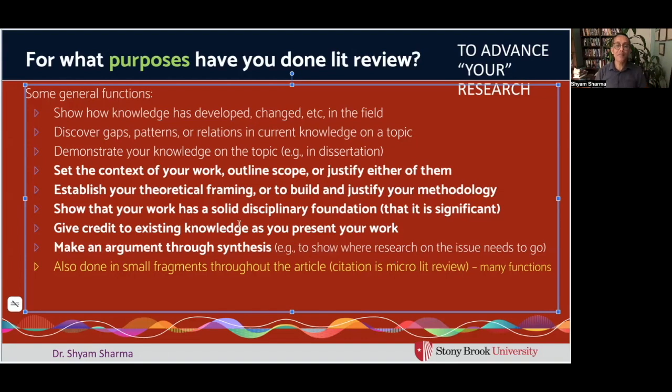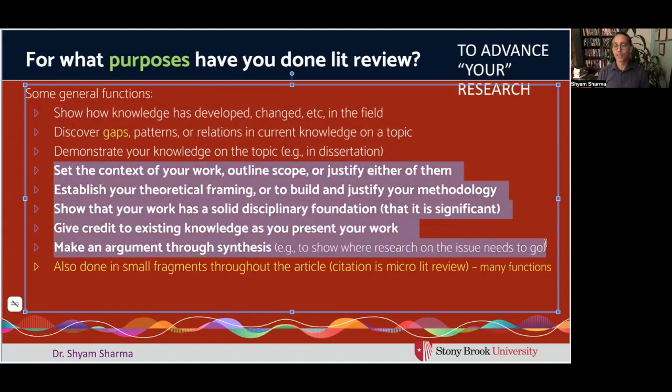So there are different ways in which you do literature review, or different purposes of literature review, and showing the gap is only one function of literature review. So I wanted to highlight here that the literature review has many functions. The basic functions are showing how knowledge is developed, showing gaps, or demonstrating your knowledge. But the more critical functions of literature review have to do with establishing your context, establishing a theoretical framework, developing your theory, showing your work's disciplinary foundation, giving credit to others, and making an argument. These are the more critical functions of literature review.